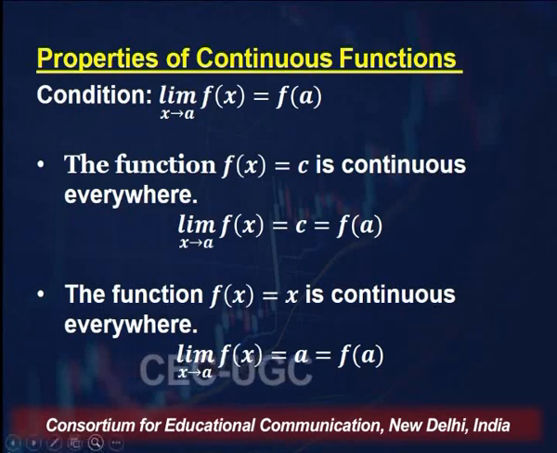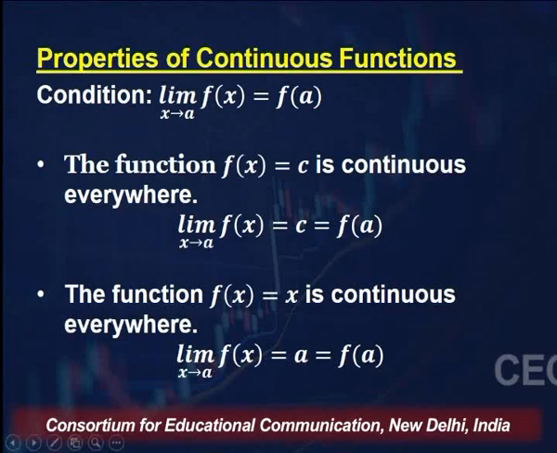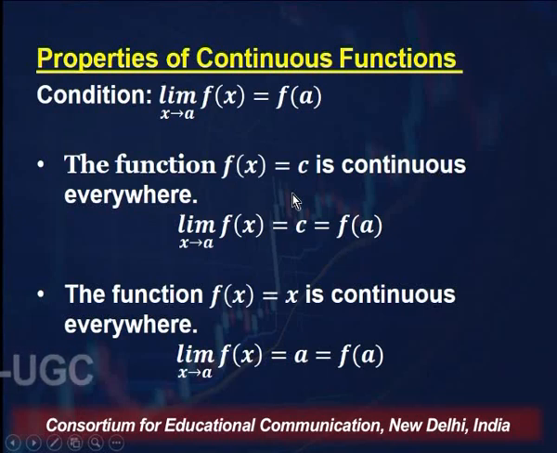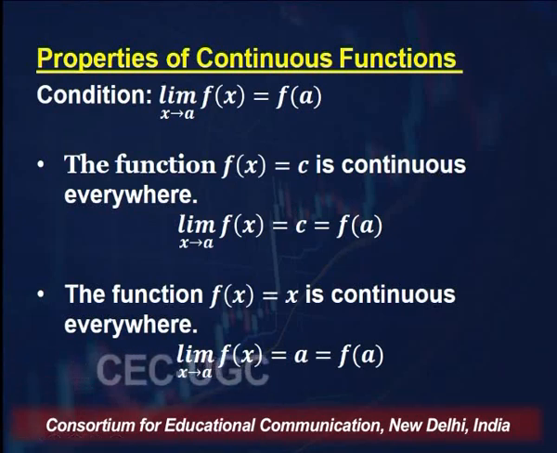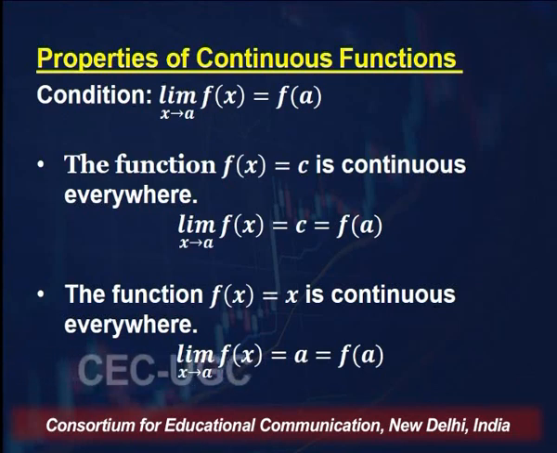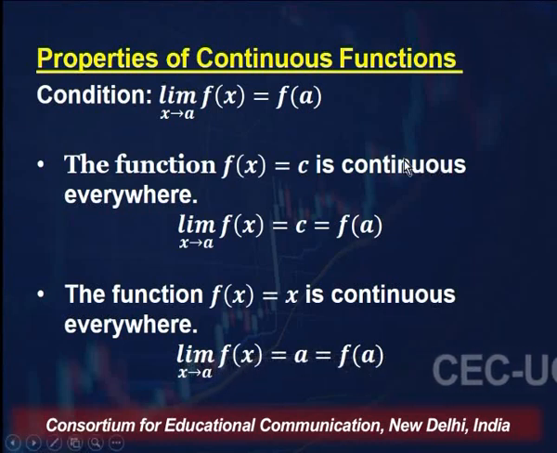Now, before we do the math, always try to think of things visually. What will happen here? If you draw either one of these two functions, f of x equal to c or f of x equal to x, these are nothing but straight line graphs, right? F of x equal to c is just a flat line at the height c, and f of x equal to x is going to be the 45-degree line passing through the origin. So these are straight line graphs, and visually you can straight away see that these are going to be continuous everywhere.